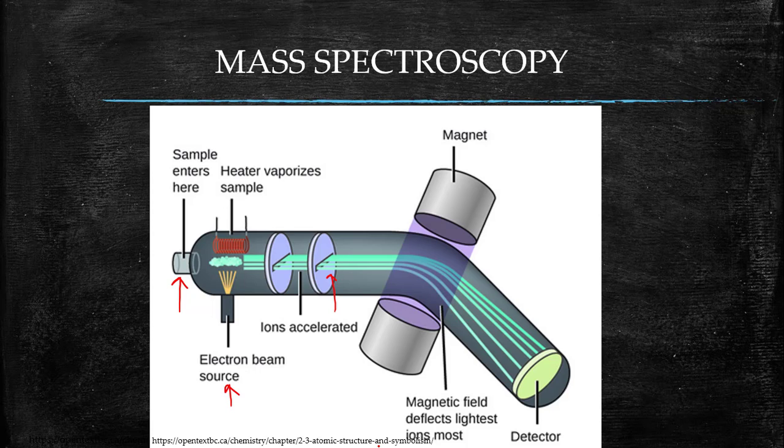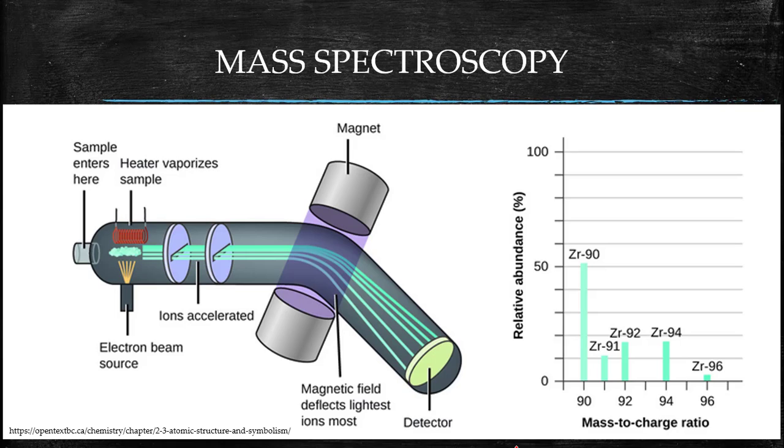Lighter ions can deflect the most, and so down the road, you can see that you will have various ions striking at various places on the detector. The detector counts how many hits at each spot and can develop a bar graph which looks like this. On the y-axis, you'll have the relative abundance. And on the x-axis, you have what is called the mass to charge ratio, sometimes written as m over z. But m over z, the mass to charge ratio, is essentially the mass number.